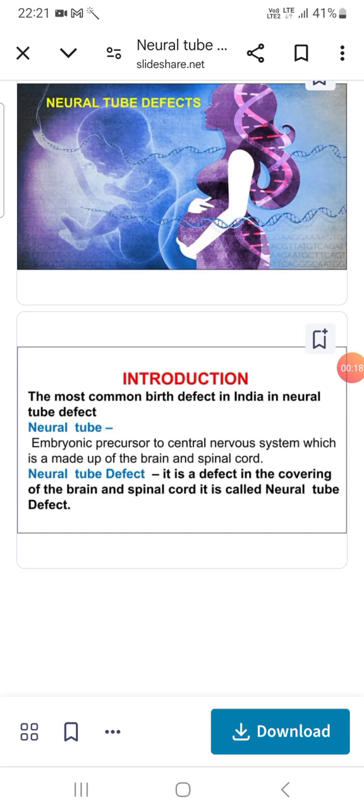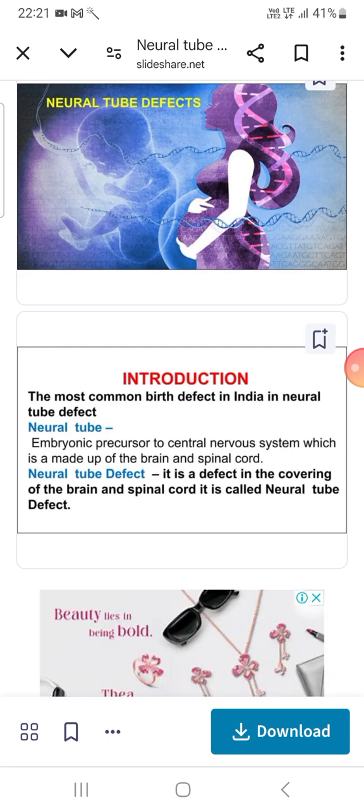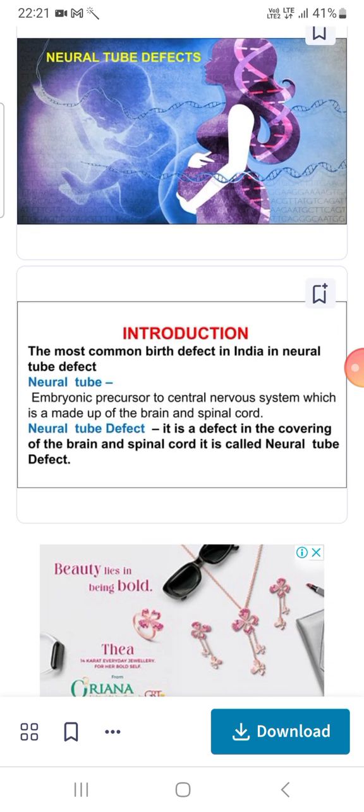So what are neural tube defects? First of all, what is the neural tube? The neural tube is present in the brain and spinal cord regions. Here it is mentioned that the neural tube is the embryonic precursor to the central nervous system, which is made up of the brain and the spinal cord. That is the neural tube.